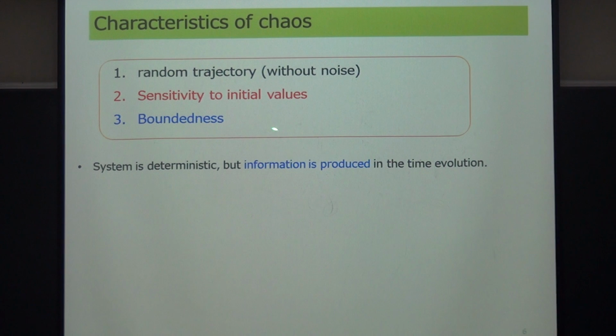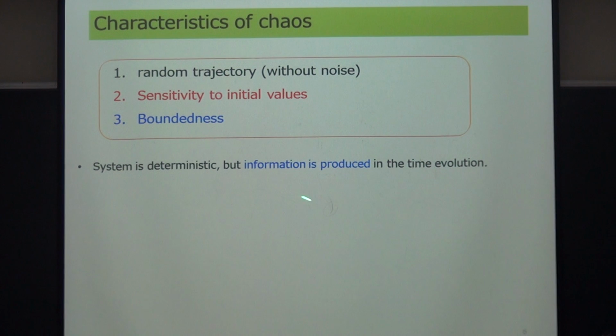And the more important point is high sensitivity to initial values. The meaning is that if two trajectories in the system have a tiny difference in initial condition, the difference grows exponentially. So we can't predict long-time behavior. This is the reason why weather forecast is difficult. And this point varies from person to person, but usually boundedness of trajectory into a finite range is said to be a necessary point.